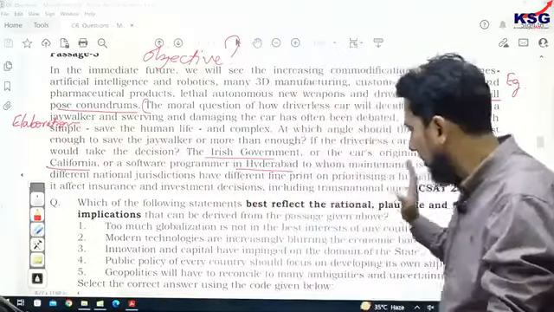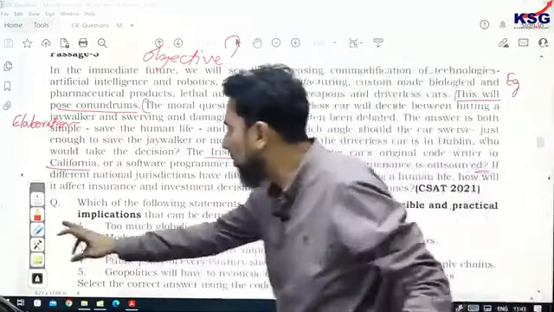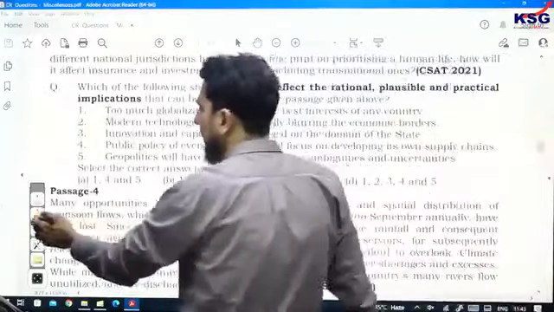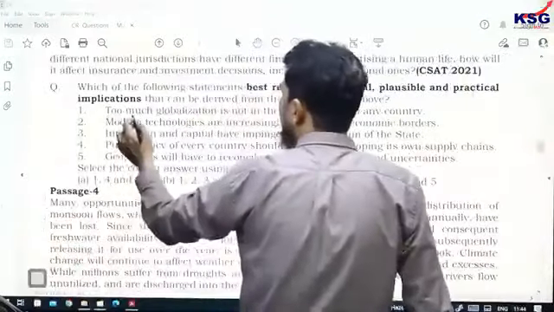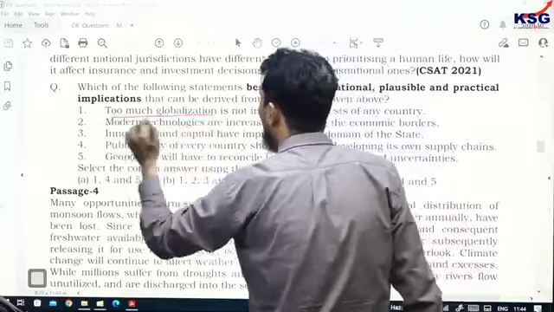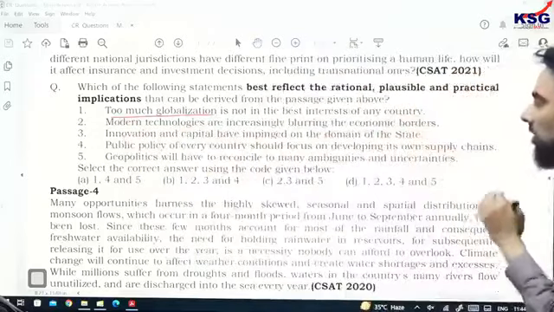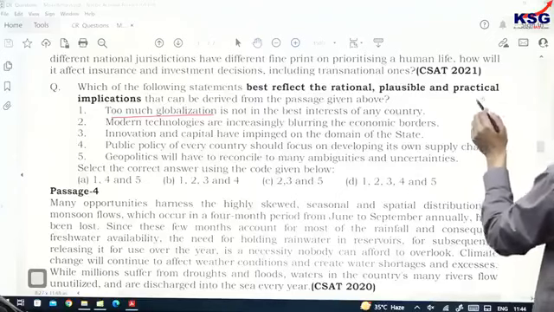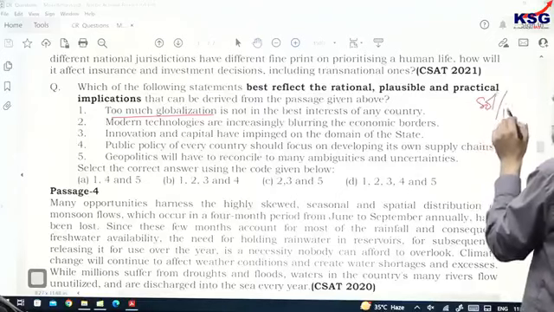So that is the structure. Now the issue or the problem is clear to you. We will go to the 5 statements. The first one says too much globalization is not in the best interest of any country. Do understand that neither is it in the form of the solution nor is it the impact.